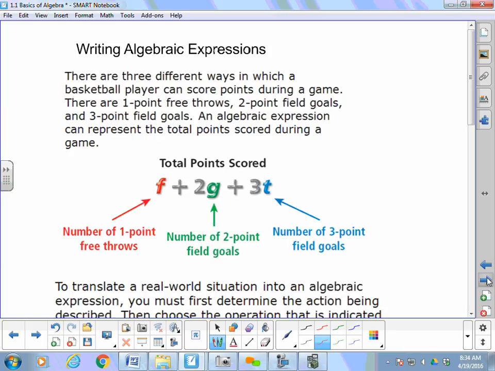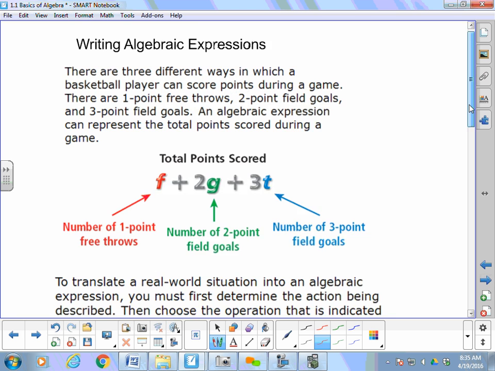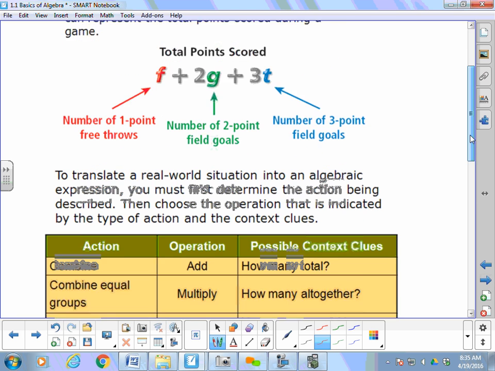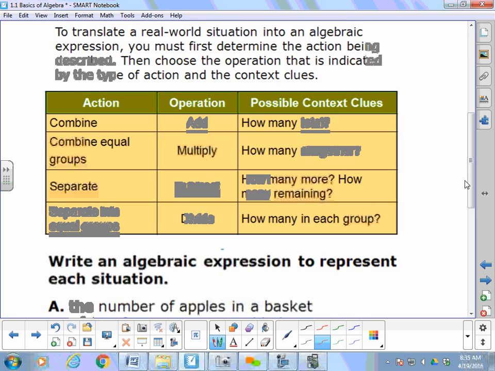All right, so we have 1F because that gets 1 point, 2G because that gives us 2 points per field goal, and 3T for 3 points for every, what do they call it? A tray, right? So if we make a 3-pointer, sometimes they call it a tray. Right? So identifying or being able to write expressions correctly helps us with a lot of real-world problems. Right? Back to those story problems that you love.